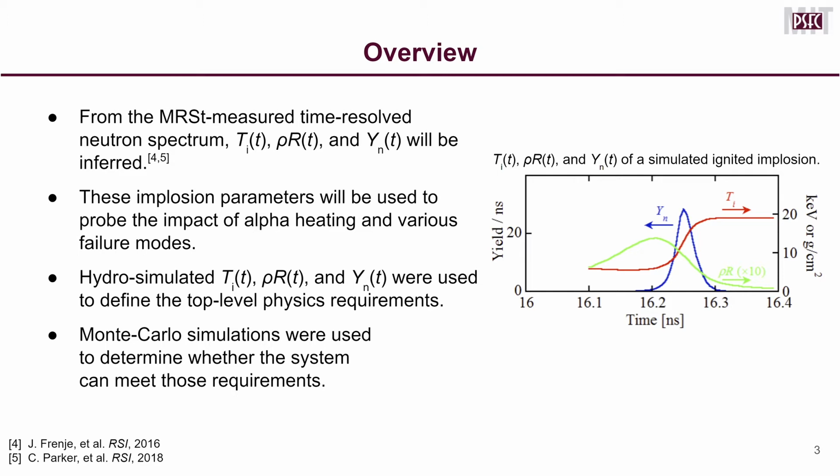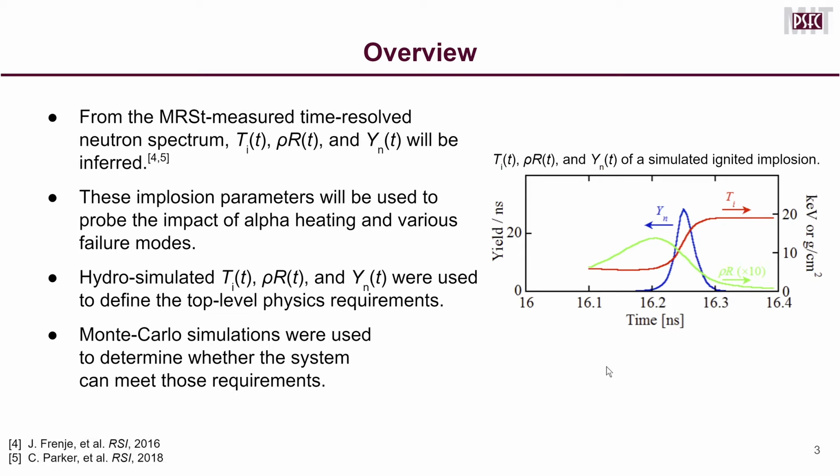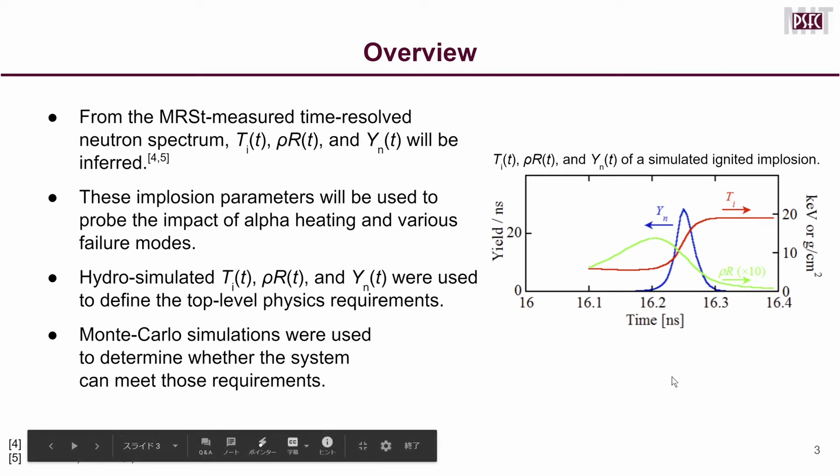Hydro-simulated values of ion temperature, areal density, and neutron yield, resolved in time, were used to define the top-level physics requirements for the MRSt. Monte-Carlo simulations were then used to determine whether the system can meet those requirements. Shown here for reference is the ion temperature, neutron yield, and ρr of a particular simulated ignited implosion. This is the kind of thing that MRSt is going to measure.